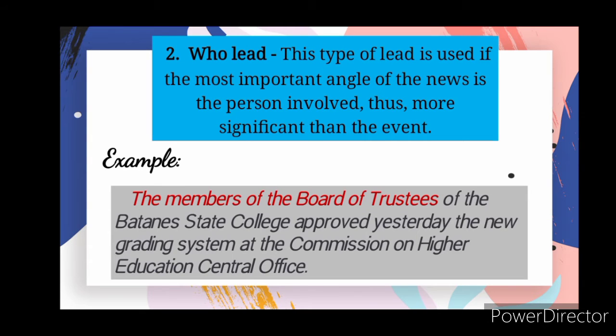Next is the who lead. This type of lead is used if the most important angle of the news is the person involved, thus more significant than the event. For example, the members of the Board of Trustees of the Batanes State College approved yesterday the new grading system at the Commission on Higher Education Central Office. So the members of the Board of Trustees answers the question who.